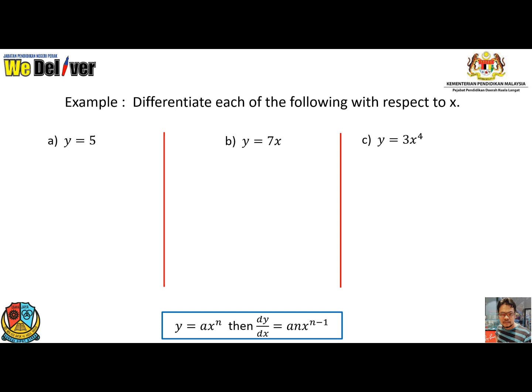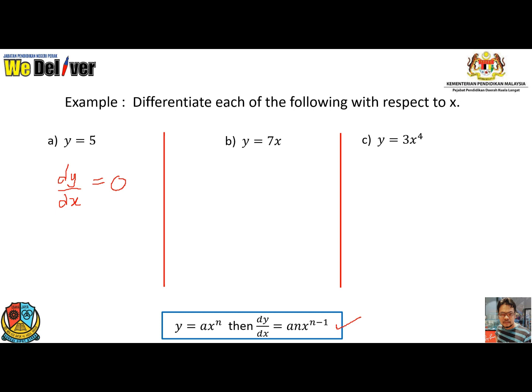Notice here the formula we will use: dy/dx equals nax to the power of n minus 1. Look at question A. We are going to find dy/dx for the function y equals 5. Because this function has no x and 5 is a constant, when we differentiate y with respect to x, of course it equals 0. That means when we differentiate any constant, dy/dx equals 0.